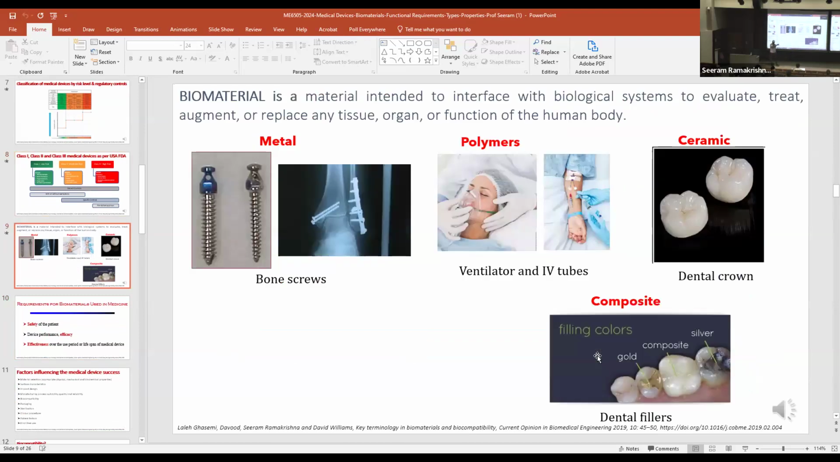So far, we have talked about the medical device. But this course is about materials in medicine, which is basically biomaterial. The definition of a biomaterial is a material intended to interface with biological systems, that is our human body systems, to evaluate, to treat, to augment, or replace any tissue, organ, or function of the human body. So that's basically the definition of a biomaterial.